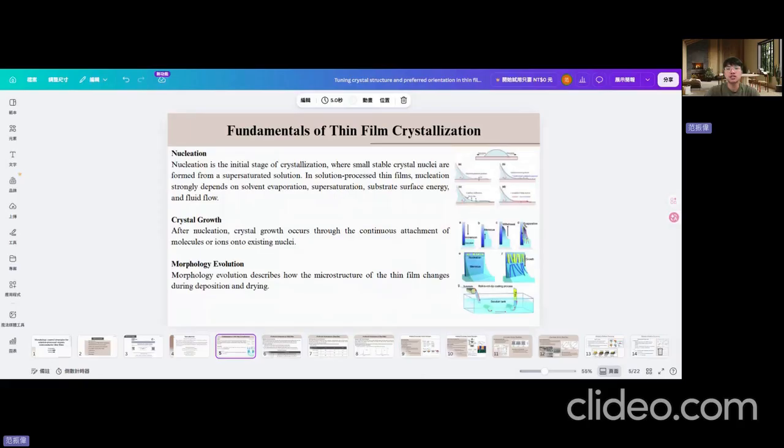One important mechanism discussed in the paper is Marangoni-graded alignment, where directional solution evaporation guides crystal orientation along the preferred direction.